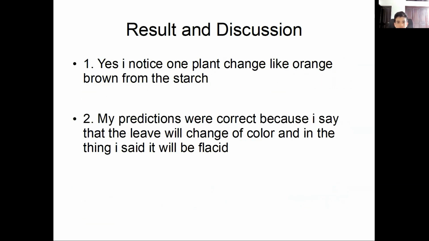Results and discussion. Yes, I noticed that one plant changed to orange or brown, but it has starch. My predictions were correct because I said that the leaf would change color and that it would be wet, flaccid.